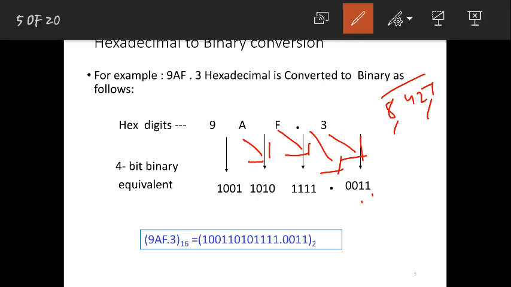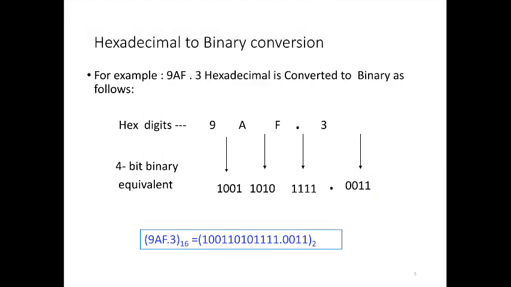Next, 9 means 8 plus this 1, 9. So 1 and 1, in between you have zeros. So now this is the total hexadecimal value: 1 0 0 1 1 0 1 0 1 1 1 1 .0011 to the base 2. You are converting this from base 16 to base 2, that means to binary. Is that fine? Just write its equivalent number and combine them together. In that way you convert this hexadecimal to binary.